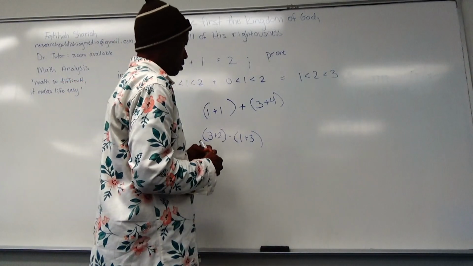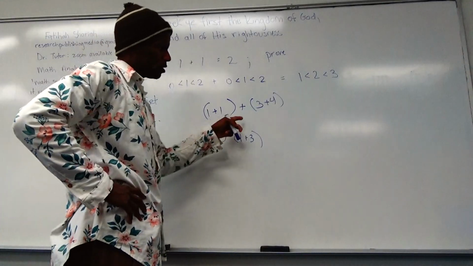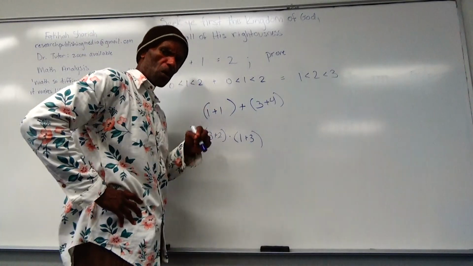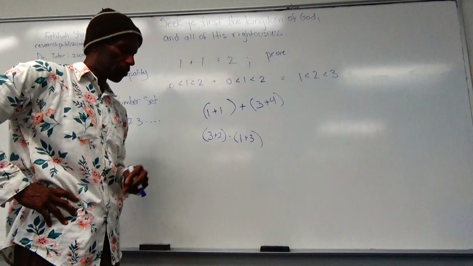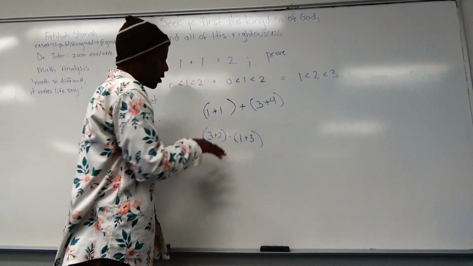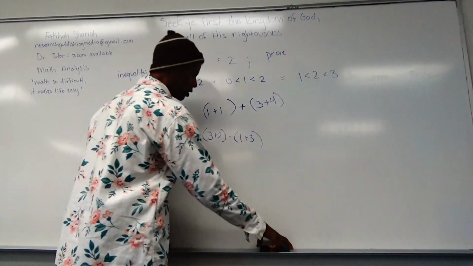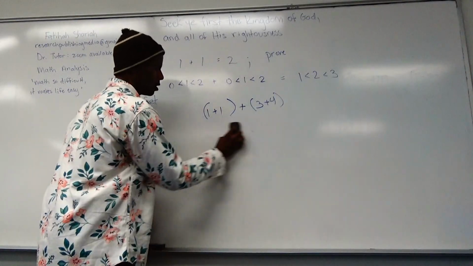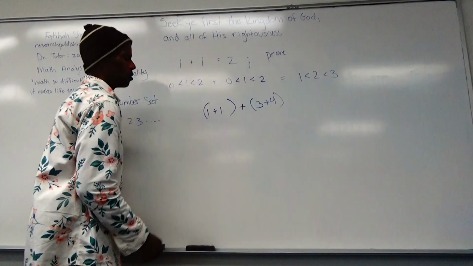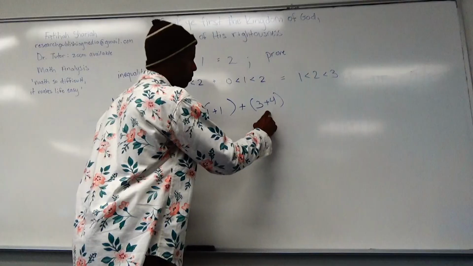Now, I want to say this is, you learn something in mathematics called the associative property. And initially when I started putting it on the board, I wanted to use that, but we don't have to use it in this situation. So let's look at this statement right here: (1 + 1) + (3 + 4).